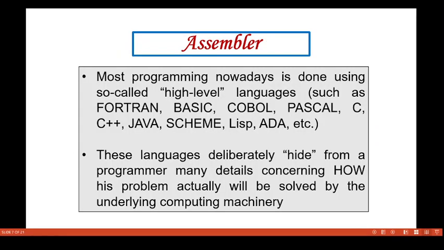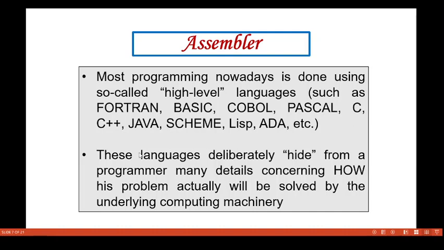Alright, this is all about item number 1 of the presentation for today, which is an overview of system software. Then the second part is assembler. What is an assembler? Most programming nowadays is done using so-called high-level languages such as Fortran, Basic, COBOL, Pascal, C, C++, Java, Scheme, Lisp, Ada, Python, and so on. These are the high-level programming languages that we have.